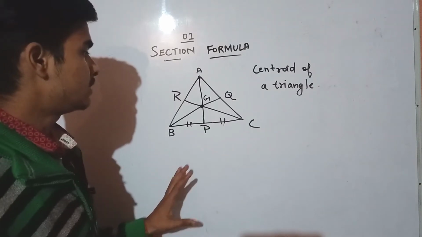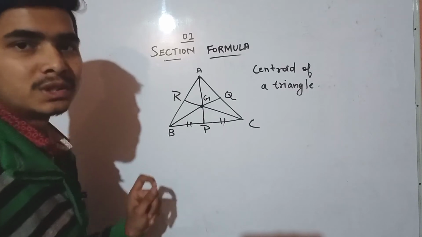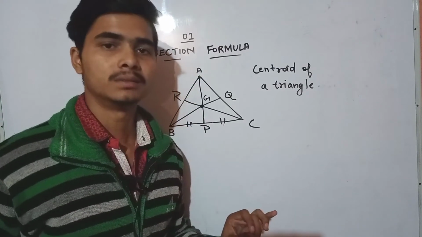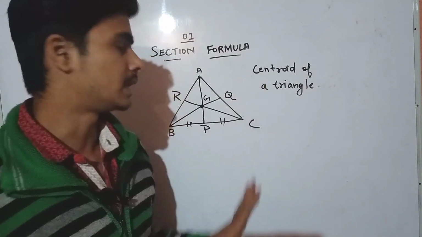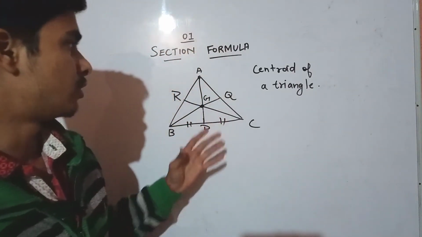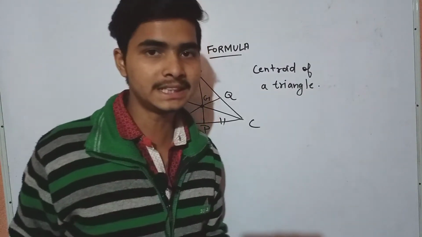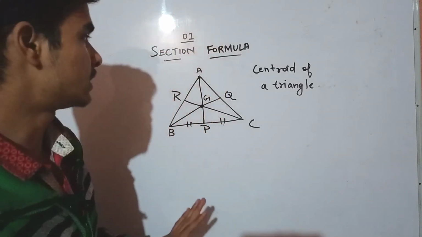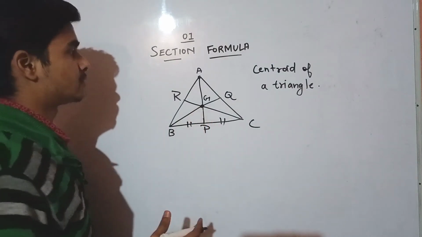So we need to find what is going to be the coordinate of this point G. The question is, what is the coordinate of this point G? And you will find a few questions related to this centroid of the triangle also. So let us find what is going to be the formula to find its coordinates. The formula is very easy. Let me tell you how we are going to find its formula.